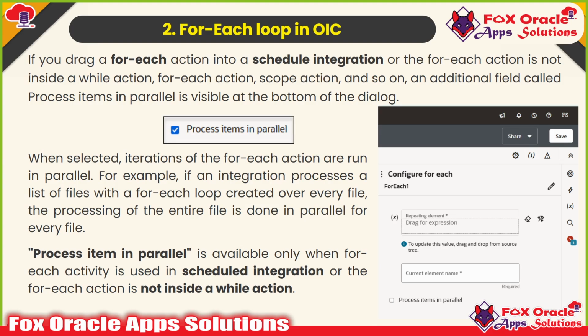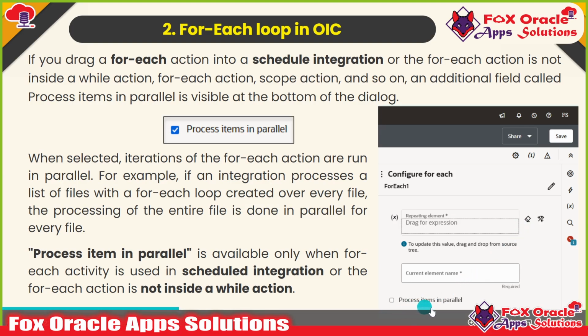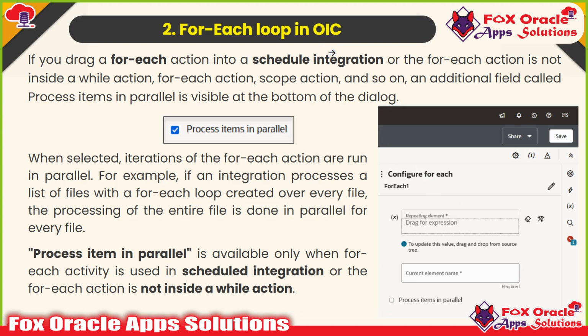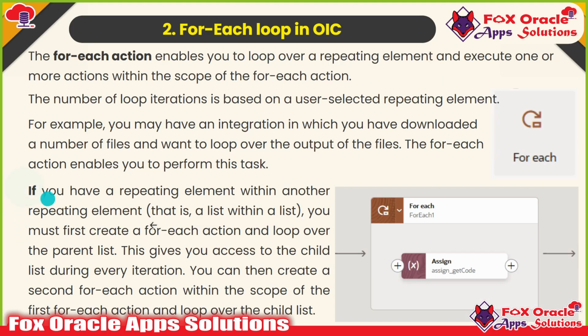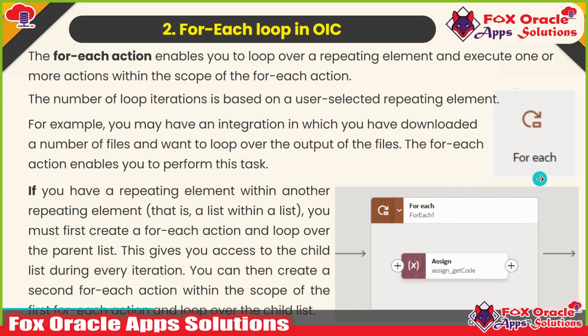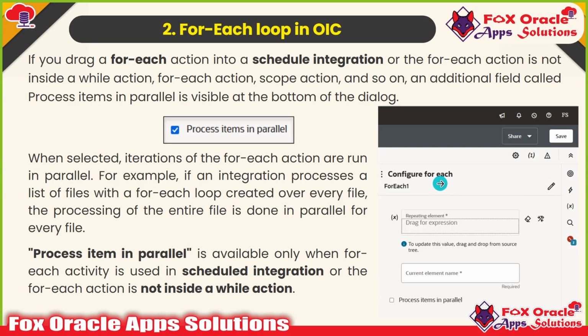But in a scheduled integration, when we use the same for each loop, we get one more option. That additional option is parallel item process. You will only get this when you use the for each loop in scheduled integrations; obviously it does not come up in the while loop. By default, when we add a for each loop in our Oracle integration, it will work serially. One by one, it will take each and every record from that endpoint, that array list, and iterate the loop over it.